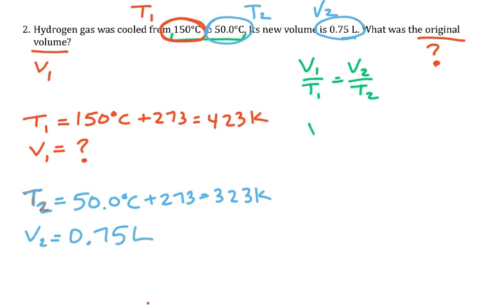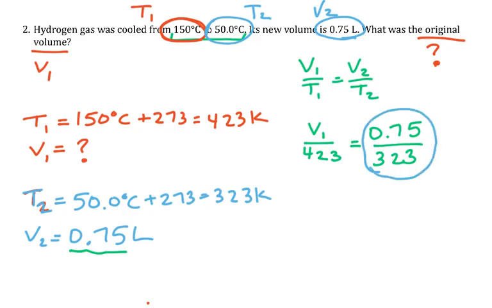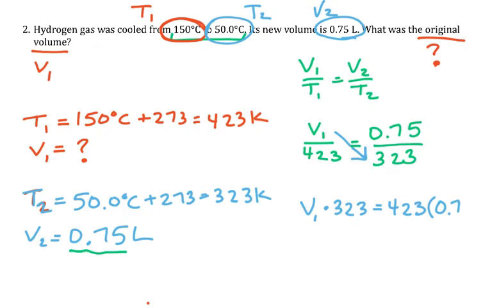So we're looking for V1 over T2 is 423. That's going to equal V2, 0.75 over 323 with that. Like in the last problem, you can do this, figure out what this number is, and then multiply both sides by 423. Another way you could do this is you could also cross multiply. So we could say V1 times 323 equals 423 times 0.75.